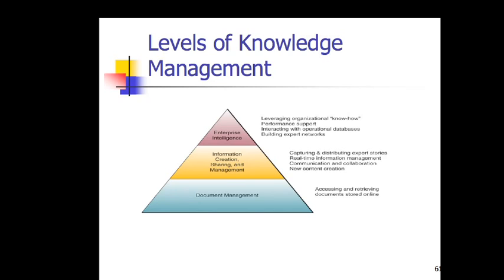Levels of knowledge management. This is actually coming from an IS text, where we've got document management on the bottom, which is kind of the low end. In fact, it's kind of like a pyramid, because the bottom of the pyramid is wider than the top. So there's more of it, essentially by volume. You break the pyramid out into 3 different sections.